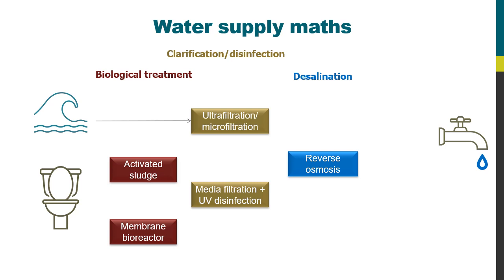Now, if we take the seawater source first, this has to be filtered either by membrane or media filtration before being desalinated. The permeate from the RO is then drinkable, but it's normally rehardened to add alkalinity and stabilize the pH. Sewage is classically treated by the CAS process.